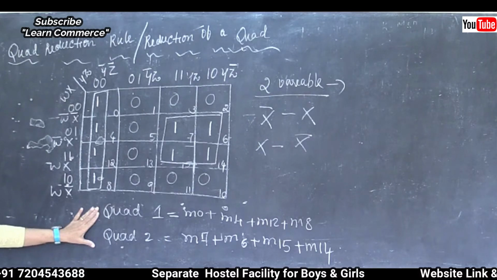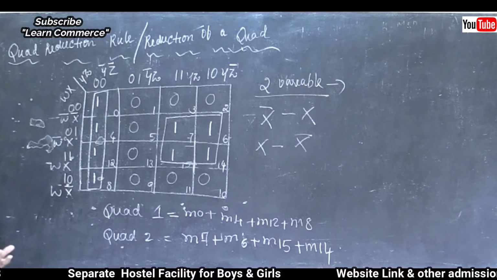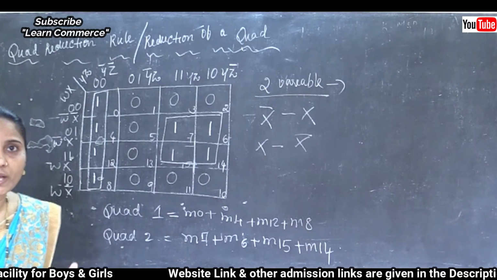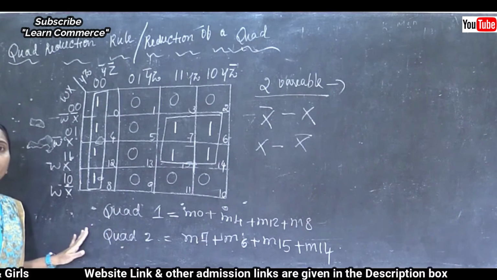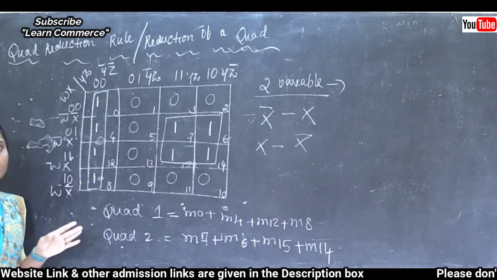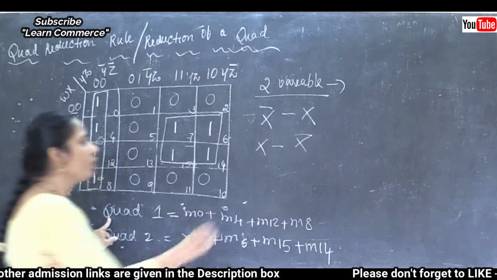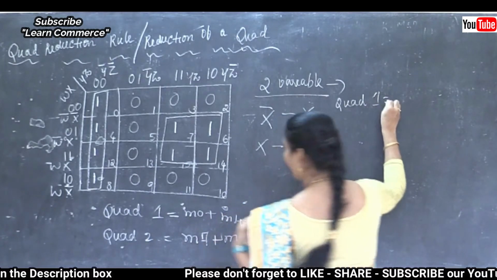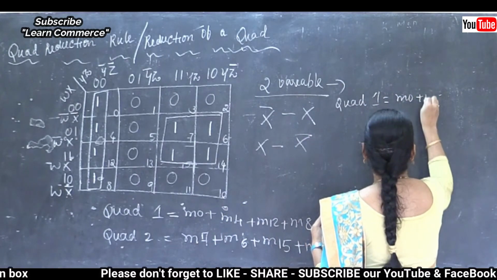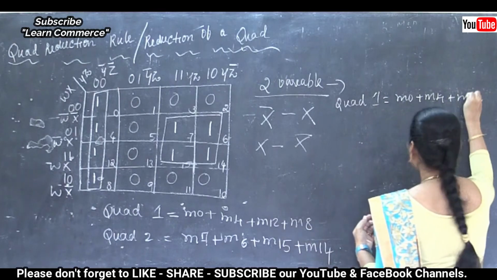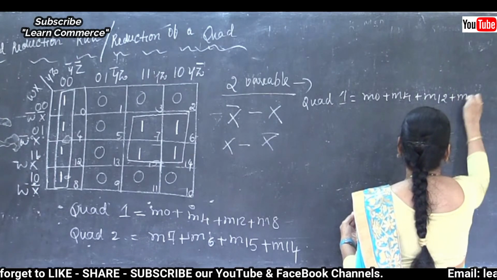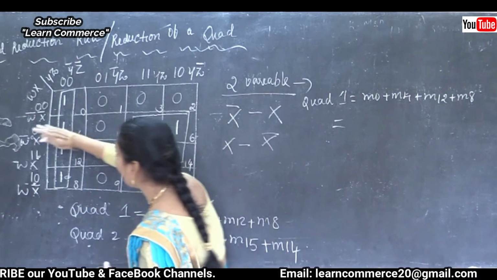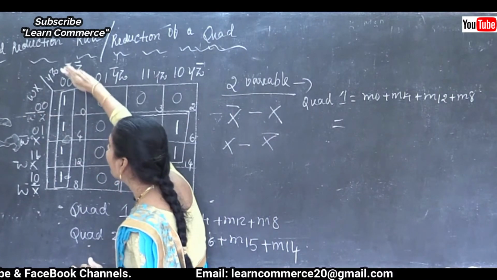Now, let's check whether the quad removes 2 variables. Is it true or not? We know that a pair removes 1 variable, we got the result also, but now we are going to check, does a quad remove 2 variables, yes or no? First of all I am taking quad 1. The quad 1 value is M0, M4, M12 and M8.